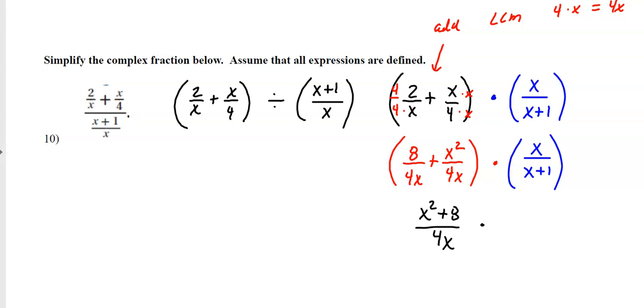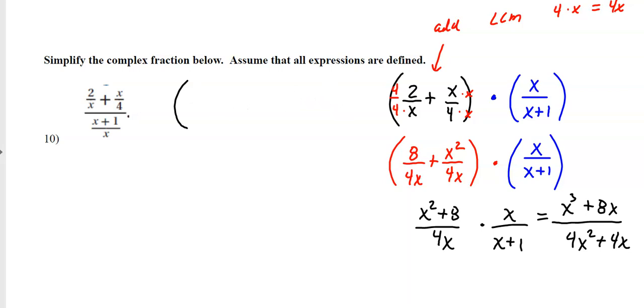And now I'm just going to multiply by this part. And let's just go across and see what we get. Well, multiplying the top, I get x cubed plus 8x. And down here, I get 4x squared plus 4x. Now, I do see something that I could have done because this part is still factorable. So if I come back over here, this part is still factorable.